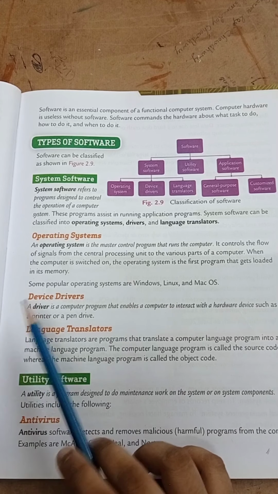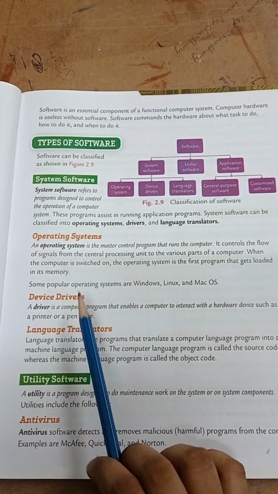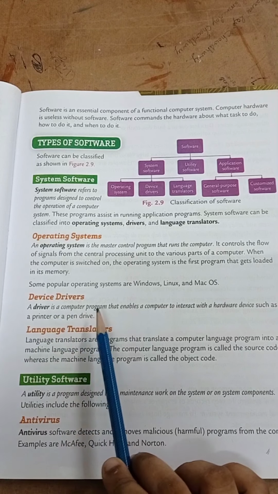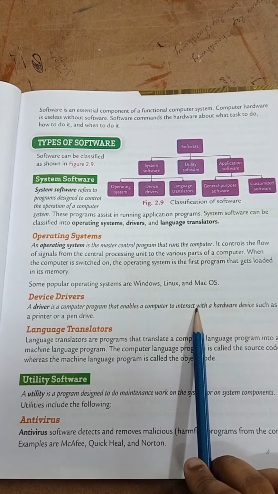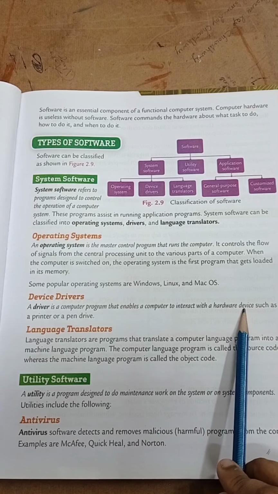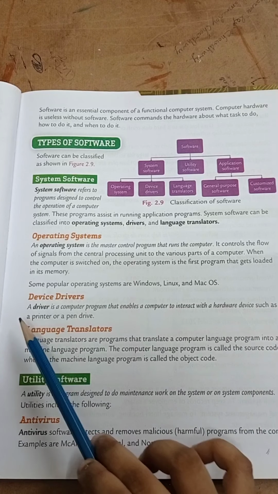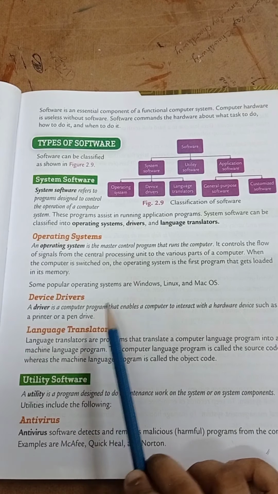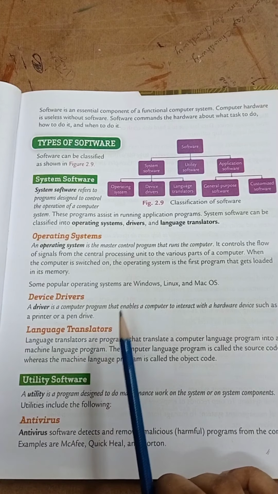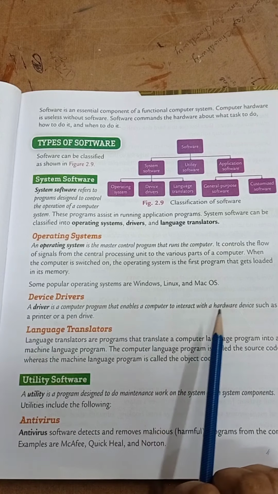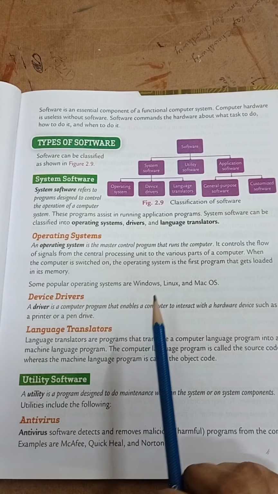Next system software is device driver. A driver is a computer program that enables a computer to interact with a hardware device. Hardware device means printer, pen drive. So, a device driver is a program that allows a computer to interact with hardware devices.